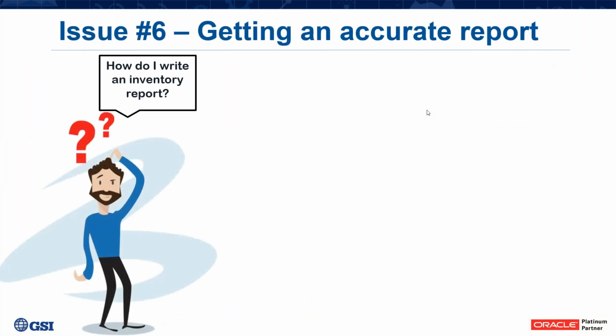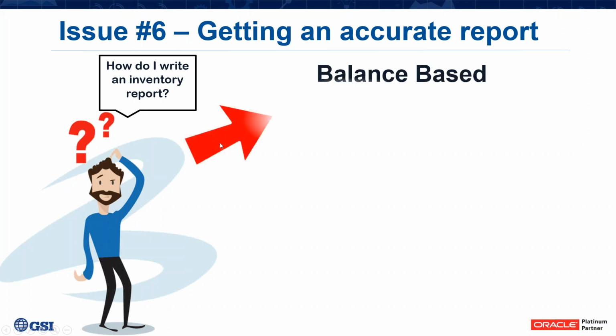Now, finally, we're going to talk about how do I get an accurate inventory report? What are my options and what do I do in order to get the best inventory report I can actually get? There are two methods of doing it. The first one is called balance-based, and that's a snapshot at period end. Out of 100 companies I visit, 98 of them have a balance-based inventory report, which they will run at a particular time at the end of the period.